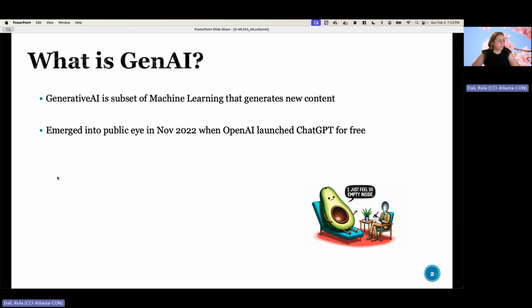And it emerged in the public eye in November, I think it was 30 November 2022, when OpenAI launched ChatGPT for free. Before that, GenAI was a field that has been around for a while, but in 2022, it was put in the public eye, and the world has never been the same since.